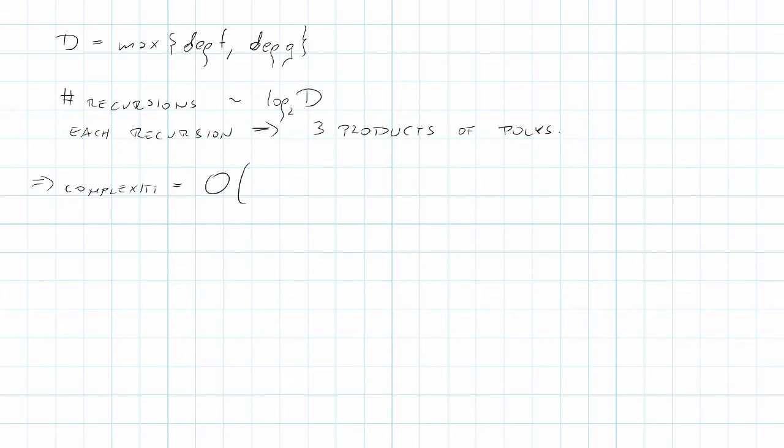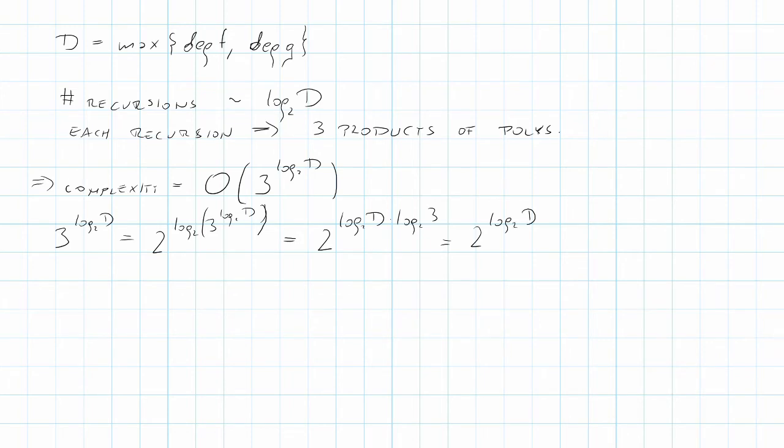this is big O of 3 to the power log 2 of D. But now what we can do is write 3 to the power log 2 of D as 2 to the log 2 of 3 to the log 2 of D. And now, using the standard properties of the logarithm, this is nothing else but 2 to the log 2 of D times log 2 of 3, and this is nothing else but 2 to the log 2 of D to the log 2 of 3, and this is D to the log 2 of 3. So this is actually the complexity of the algorithm.